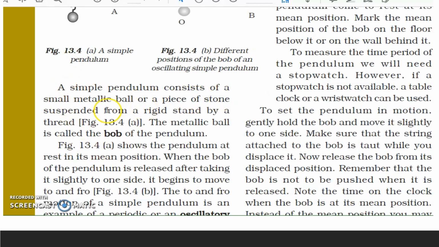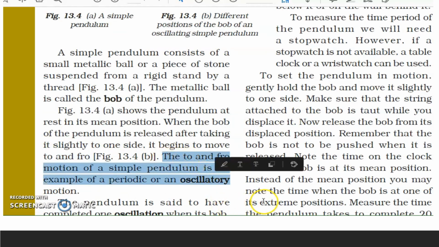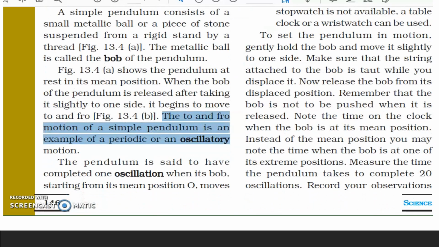So a simple pendulum consists of a small metallic ball or a piece of stone suspended from a rigid stand by a thread. The metallic ball is called the bob of the pendulum. Figure 13.4 shows the pendulum at rest in its mean position. When the bob of the pendulum is released after taking it slightly to one side, it begins to move to and fro. The to and fro movement of the simple pendulum is called oscillation or oscillatory motion.